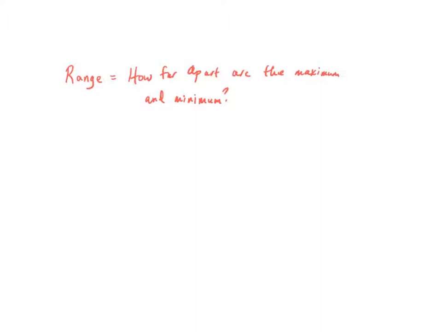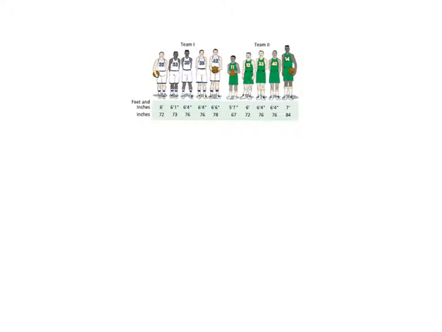So let's now look at an example that will put all of these data landmarks together. In this example, we have 2 teams of basketball players. Team 1 is the white team, team 2 is the green team, and we're comparing their height. And this data has it listed in feet and inches, and then also just in inches.